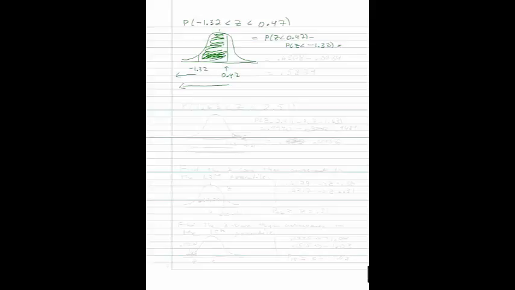So looking at the z-table, z is less than 0.47. Go on the positive side of the z-table. 0.47 looks to me to be 0.6772. No, one over, 0.6808. 0.47 is 0.6808. Minus, then I want to find negative 1.32. So go to the negative side of the table. Negative 1.32 looks like it is 0.0934.